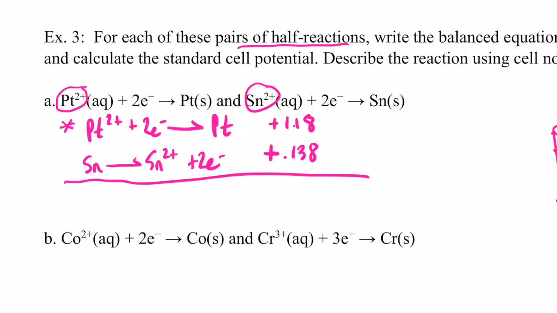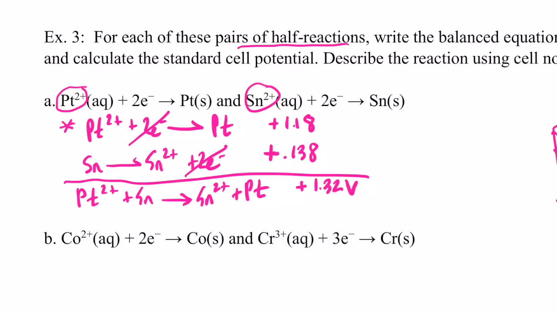Now let's add these 2 equations together. 2 electrons gained and 2 lost cancel each other out. So we have Pt2+ and tin on the reactant side, and we end up making tin 2+ and platinum on my product side. And let's see, the overall potential would be the sum of the individual potentials. So we're going to have 1.18 plus 0.138. And we'll round that off to the nearest 100th, and I get positive 1.32 volts.